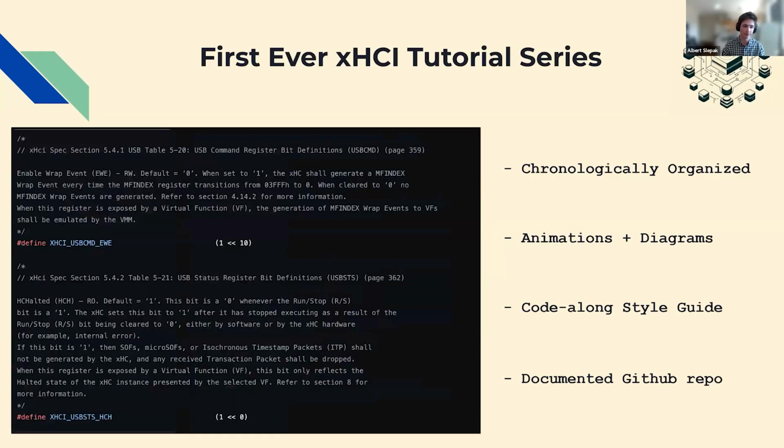A huge focus was put into documenting everything heavily. So each C define or macro, or each structure that was defined that related to the hardware and the xHCI controller, was heavily documented with citations and paragraphs taken straight from the xHCI spec, with the pages, section numbers, and all of the information straight from the spec. So it's easier to debug and look at it later.